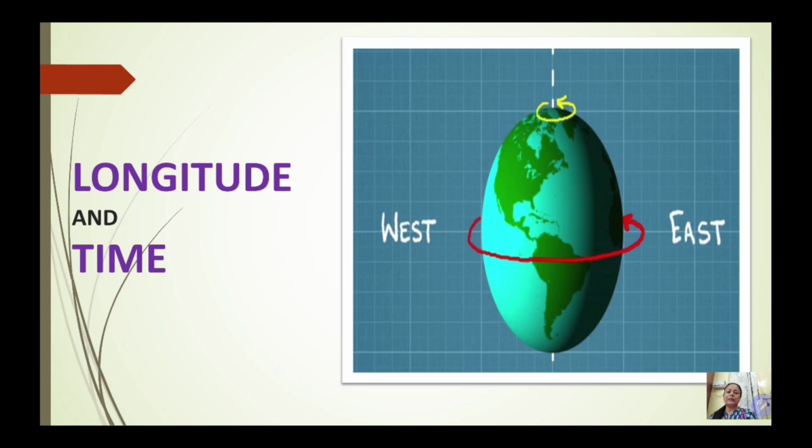So the earth rotates from west to east, and because of this phenomenon the sun travels from one longitude to another, and therefore when one side is having day, the other side is having night, and the sun rays travel from one longitude to another. So this is how time is determined of a particular longitude.